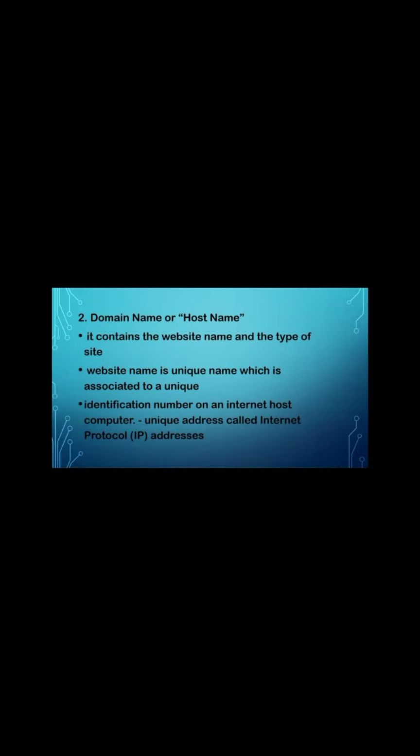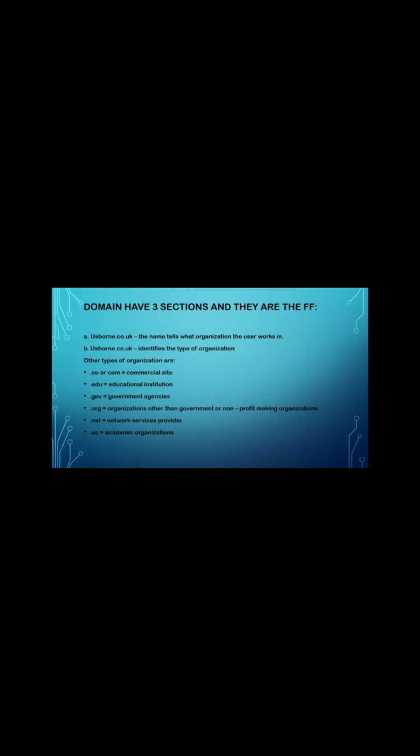It contains the website name and the type of site. Website name is a unique name which is associated to a unique identification number on an internet host computer, a unique address called internet protocol or IP address. Domain name or host name has three sections and they are the following. First is osborne.co.uk, which means the name tells what organization that user works in.